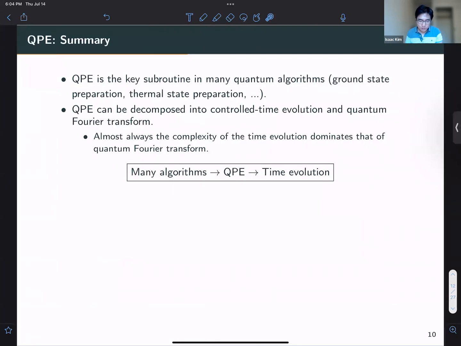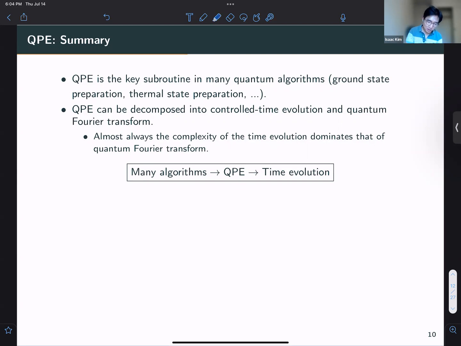So to summarize, this quantum phase estimation, for this part, you're going to have to just take my word for it. But these are really the key subroutines in many, many quantum algorithms, such as ground state preparation and thermal state preparation. And when it comes down to the implementation, they can be decomposed into controlled time evolutions and quantum Fourier transform. And oftentimes, again, you're going to have to just believe me for this, but almost always the complexity of the time evolution completely dominates that of the quantum Fourier transform. So quantum Fourier transform has a very, very negligible cost.